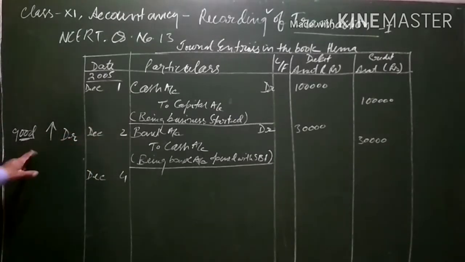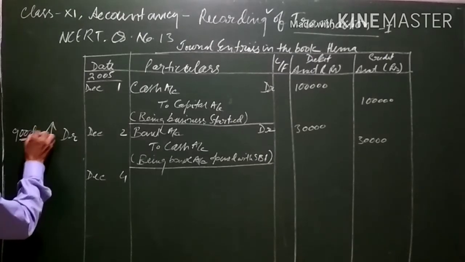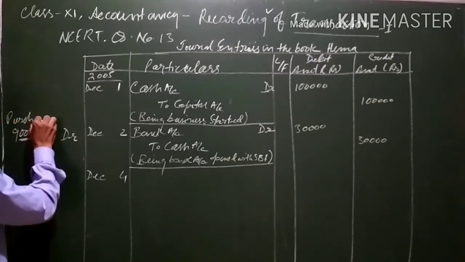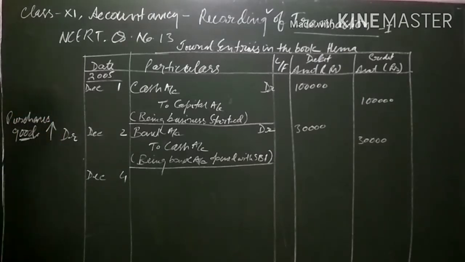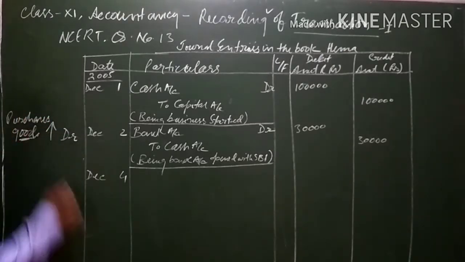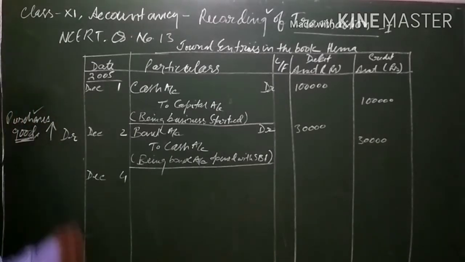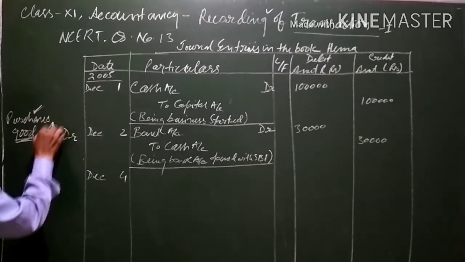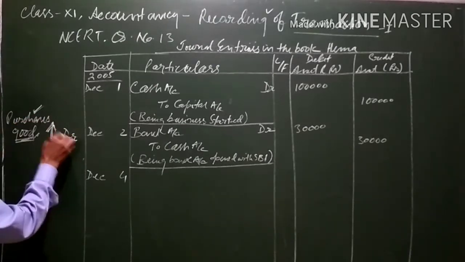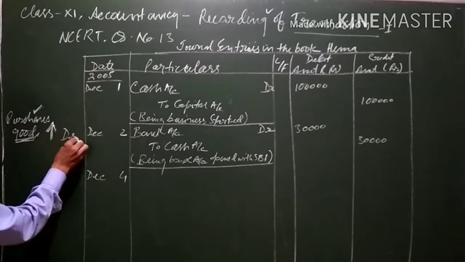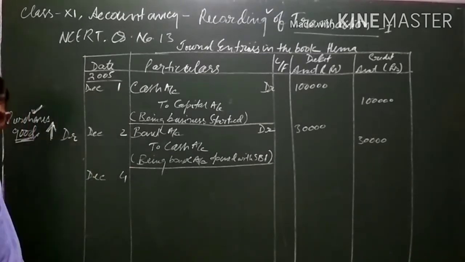But in the last video, I told you, instead of goods, if goods are purchased, we write purchases account. If goods are sold, we write sales account. So here when goods are purchased, we will be writing purchases account. It means there is an increase in goods, means an increase in purchases. If an asset increases, it is to be debited. So purchases account will be debited.